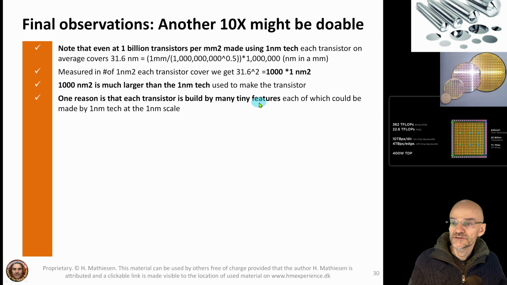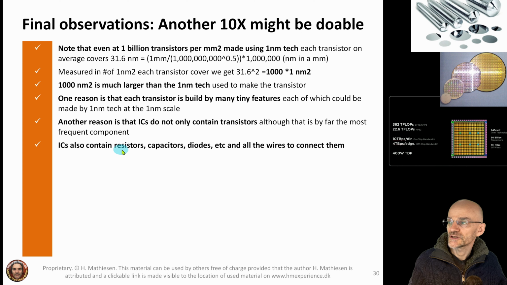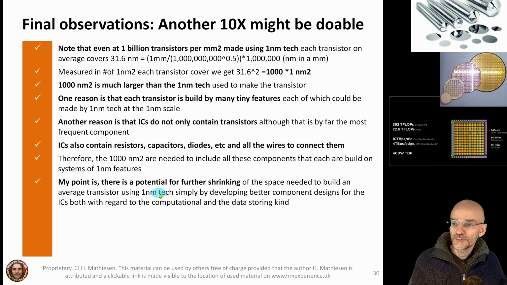And that's one explanation. So it's a complex little thing that requires many features that might need to be built on the 1 nanometer scale. And the other reason is that transistors are not all there is in an integrated circuit, although it's the most frequent component there is. There are also other components like resistors, capacitors, diodes, and other stuff. And then of course all the wires needed to connect them. And all that needs to be fitted into this area of 1000 square nanometers. And that's why.